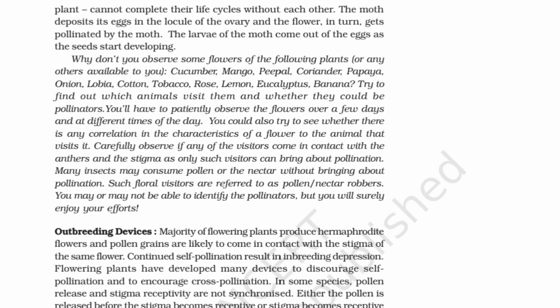Outbreeding devices. The majority of flowering plants produce hermaphrodite flowers and pollen grains are likely to come in contact with the stigma of the same flower. Continued self-pollination results in inbreeding depression. Flowering plants have developed many devices to discourage self-pollination and to encourage cross-pollination. In some species, pollen release and stigma receptivity are not synchronized. Either the pollen is released before the stigma becomes receptive, or the stigma becomes receptive much before the release of pollen.